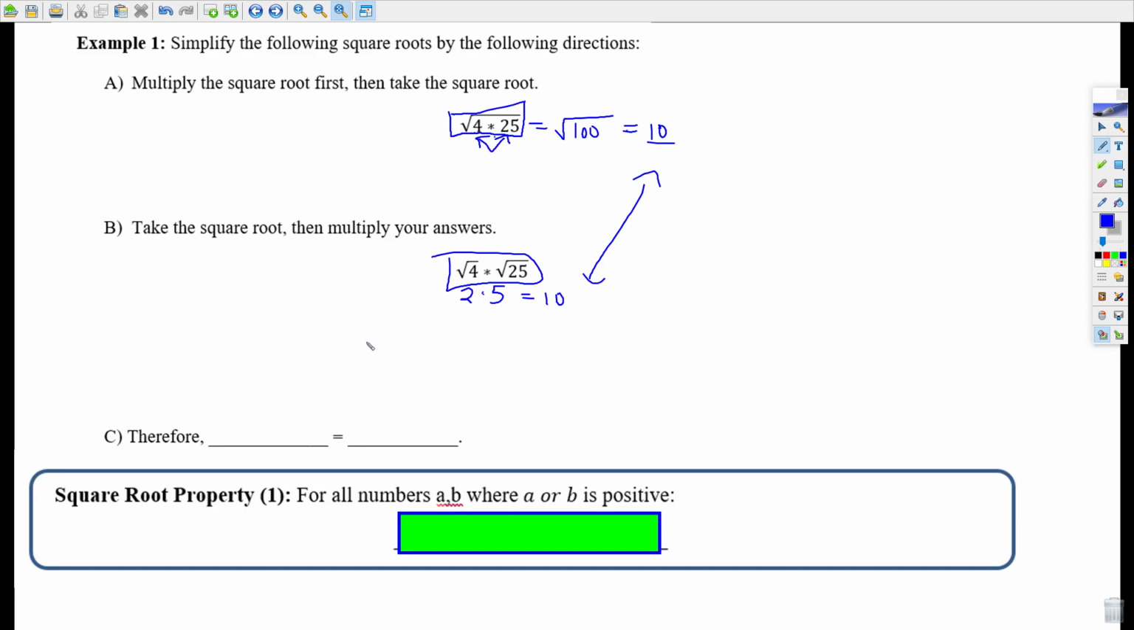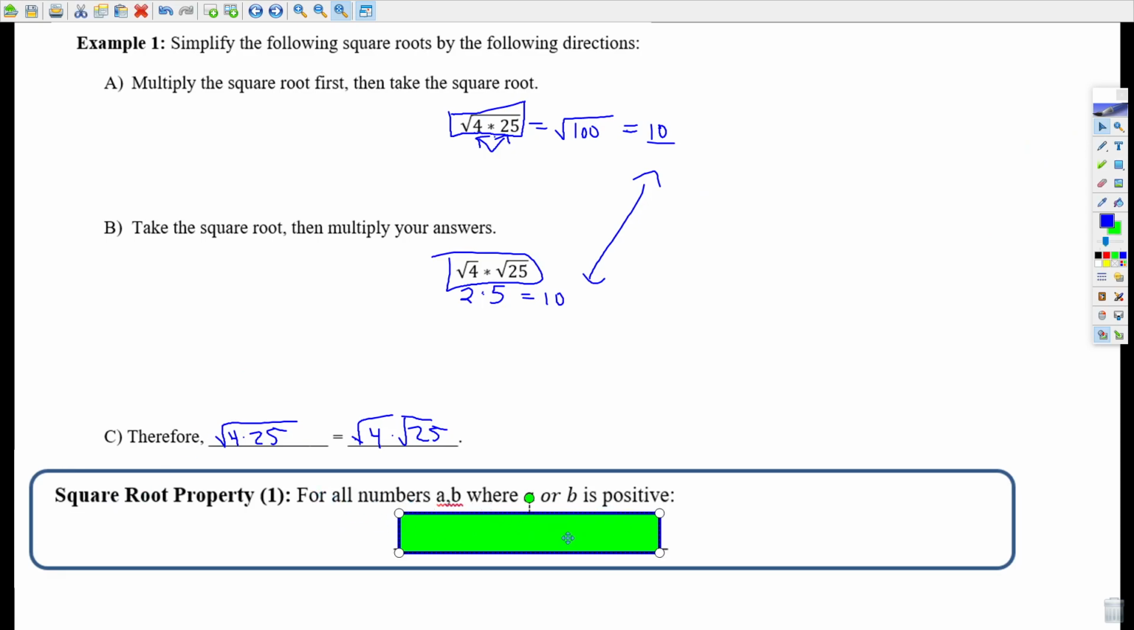And so that's the kind of the property we're going to look at to start with, is that if you take the square root of 4 times 25, and if you then kind of break them apart into their own individual things, square root of 4 times the square root of 25, they are the same exact thing. So what's the property here?